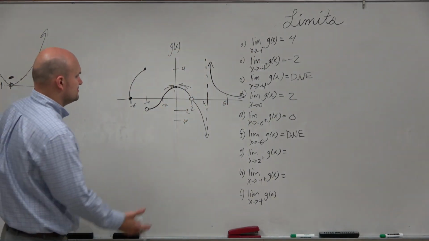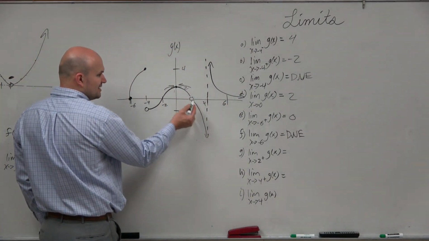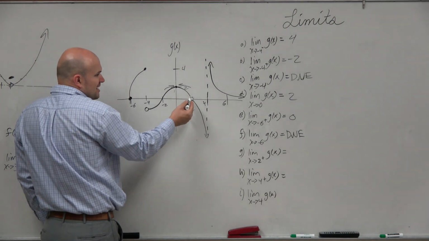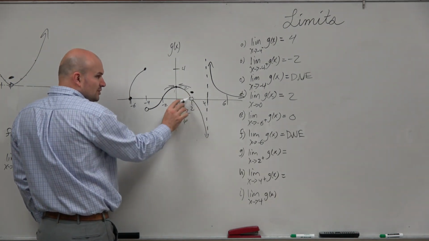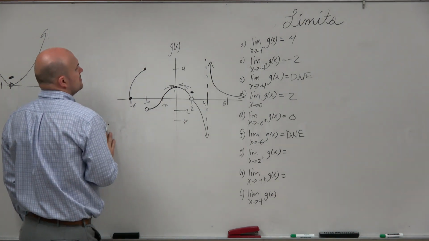2 from the right. So as we're approaching the value of 2 from the right, now again, here's a hole. But again, guys, doesn't matter if it's a hole, doesn't matter if there's a point there. We're looking for the value which it's approaching, which is 0.